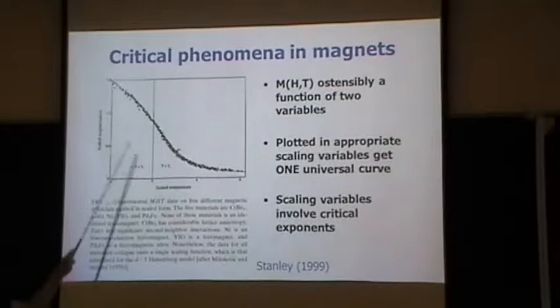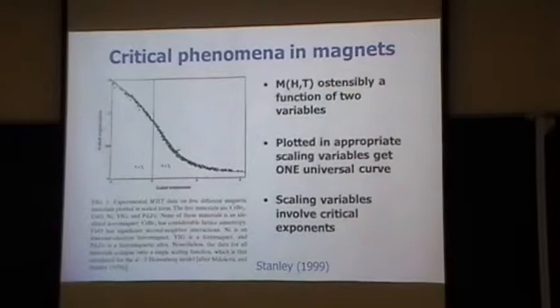These are real experimental data. These aren't computer simulations. And these are data for five different magnetic materials, which are listed here. This is the famous universality of critical phenomena. It doesn't matter what the material is, as long as it's in the right universality class, everything quantitatively agrees completely.